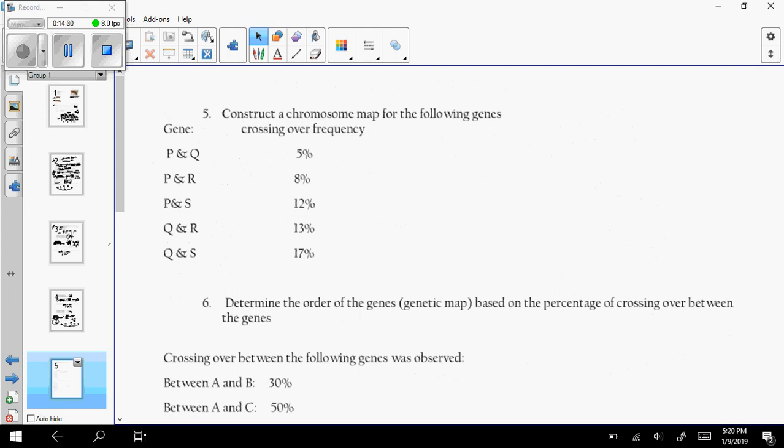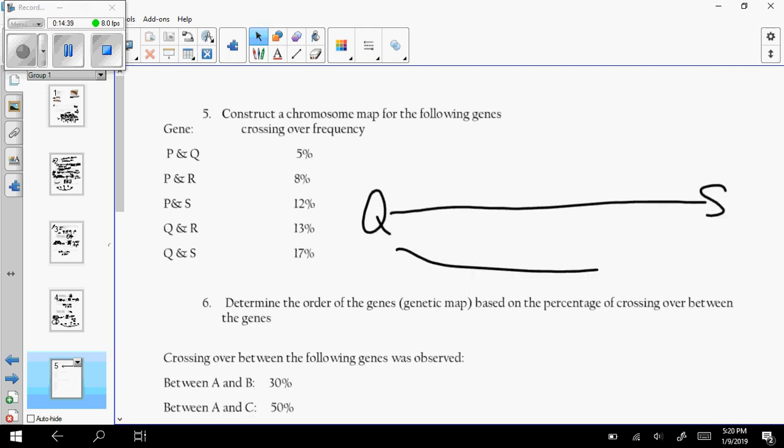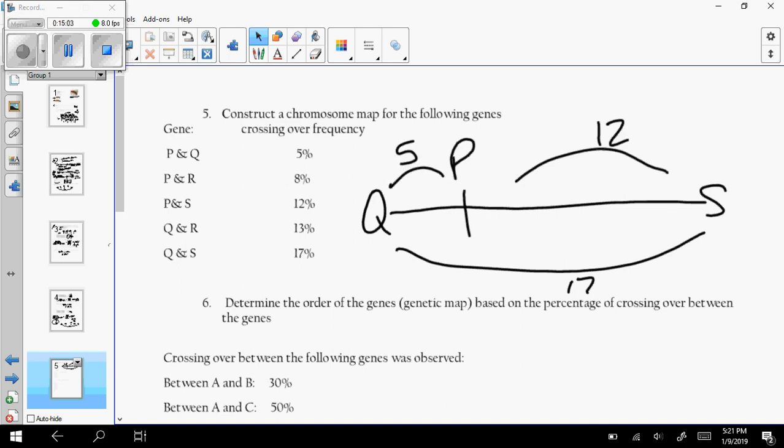So here's some more practice. So what I want you to do is draw out your line and figure out, like, okay, if Q and S are 17 apart, where else could the rest of these be? So if Q and R are really far apart here, or P and S, if the P works out here, it's like doing a little puzzle. So the P and the S, if this is 12, 12 and 5 gives me 17. Q and P is 5. Okay, so I used this one. P and S. I used this one. And I used this one.